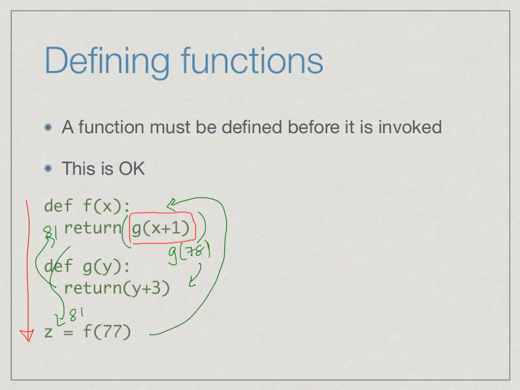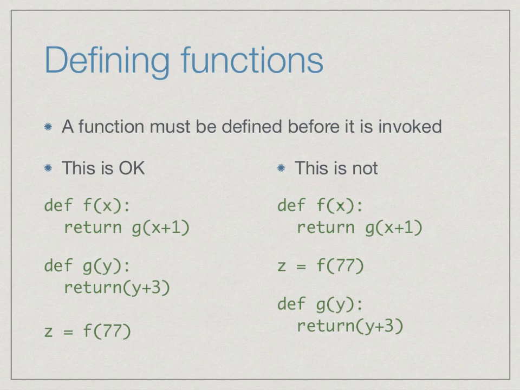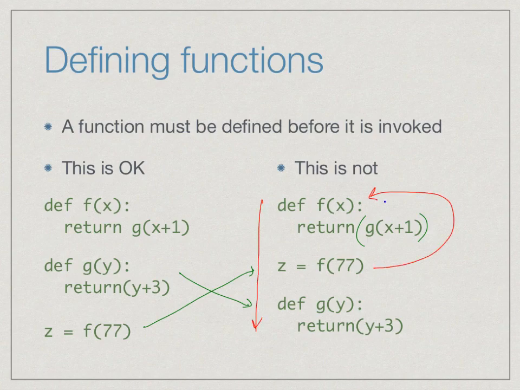Suppose we rewrote this sequence in a different way. Suppose we had the definition of f, then we had this statement. So we have basically exchanged these two statements. Now when the Python interpreter comes down to this line, at this point it will try and call f. So f will try and call g, and g will say, well, I don't have a definition for g yet because I have not yet gone past this statement.